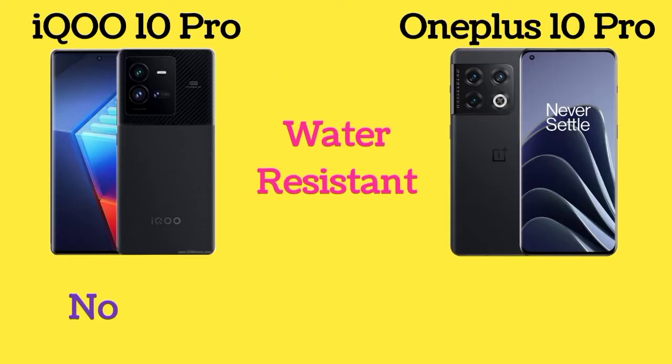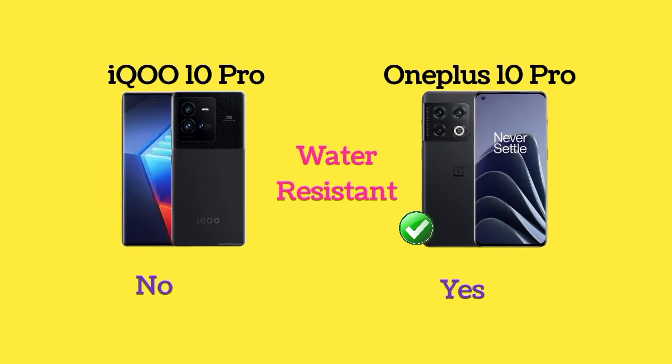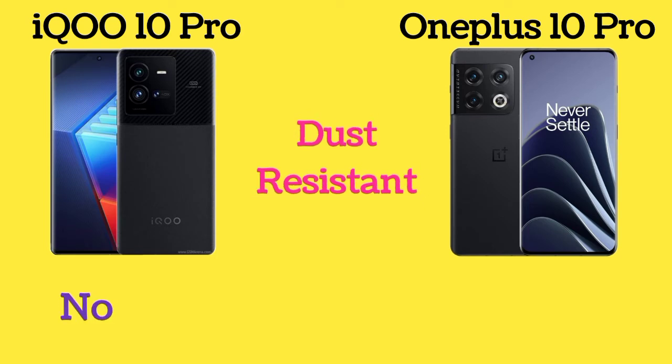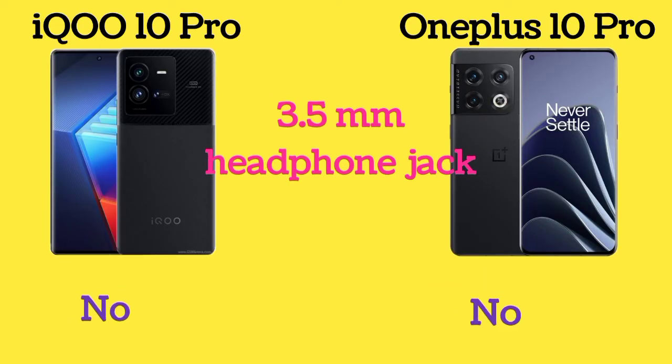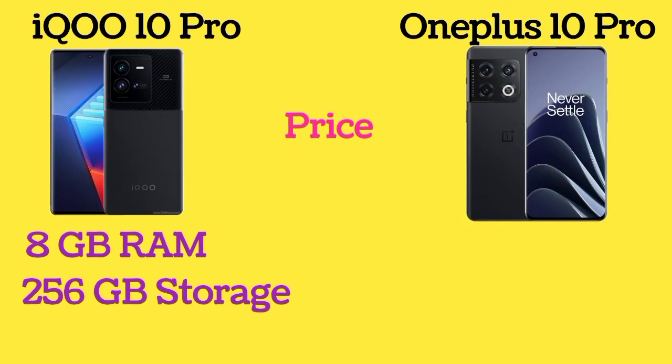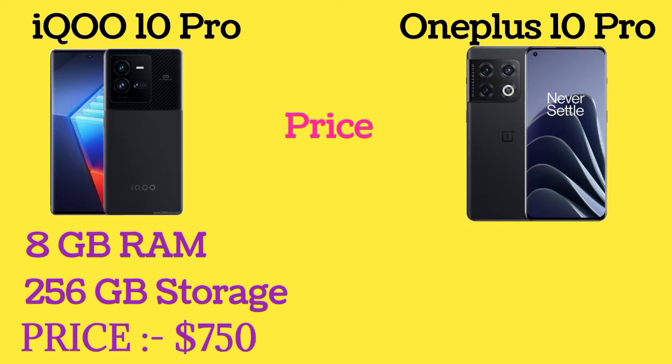iQOO 10 Pro is not water resistant but OnePlus 10 Pro is. iQOO 10 Pro is not dust resistant but OnePlus 10 Pro is. Here is the IP rating of both iQOO 10 Pro and OnePlus 10 Pro. Neither iQOO 10 Pro and OnePlus 10 Pro have a 3.5mm headphone jack. iQOO 10 Pro has 6.78 inches display and OnePlus 10 Pro has 6.7 inches display.